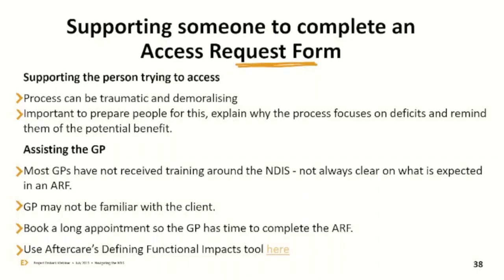It's important to book a long appointment so the GP has enough time to complete the form. It can be helpful to attend the doctor's appointment with the person you're supporting if they're okay with this. This way you can upskill the GP by discussing why you're there and providing them with tools such as Aftercare's Defining Functional Impact tool to provide evidence of psychosocial disability. This will give them examples of the language that's used and what's required when filling out an access request form.